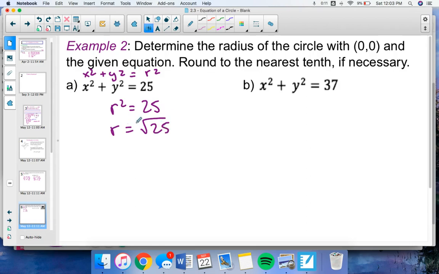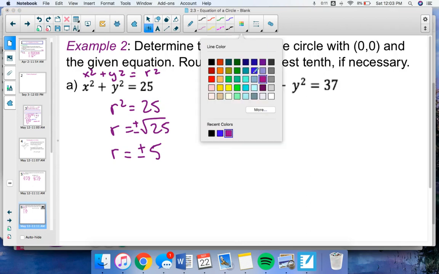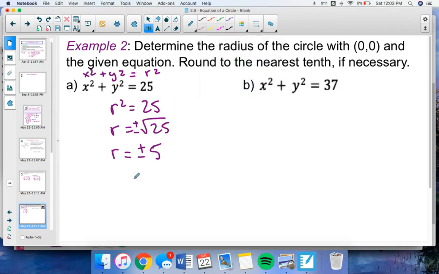But remember, when we take the square root of a number, it can be positive or negative. Because 4 squared is 16, but also negative 4 squared is 16. So by that logic, r can in fact be positive or negative 5. But here's when you have to think of the context of the problem. What is r? r is a radius. r is a distance. So can we have a negative distance? No, we can't. So the value is positive or negative 5, but distance cannot be negative.